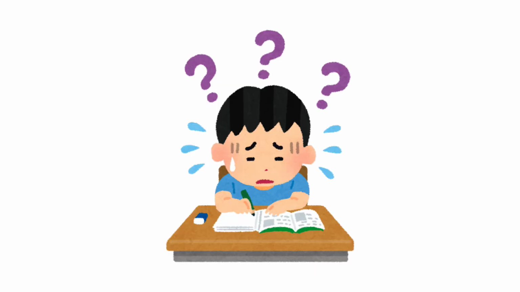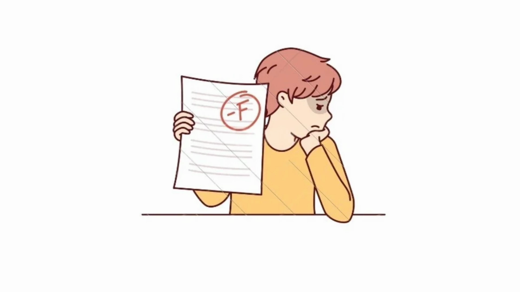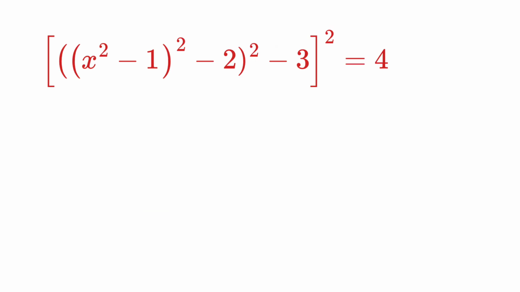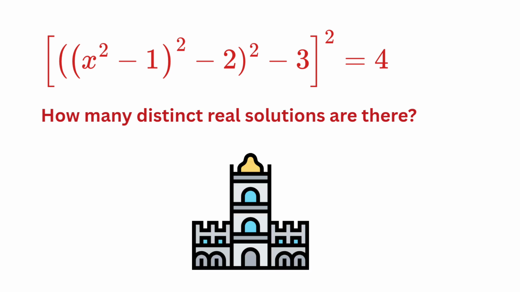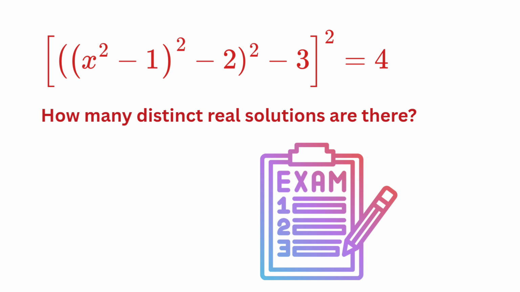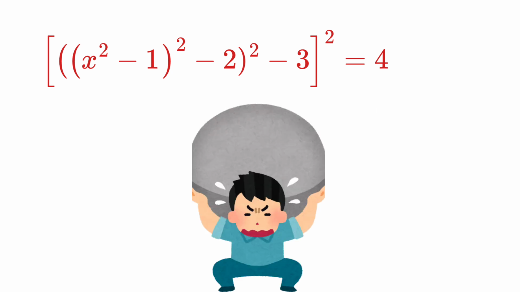99% of the people will not be able to solve this problem. Our question is ((x² − 1)² − 2)² − 3)² = 4. Our job is to find out how many distinct real solutions there are to this equation. This question appeared in the Oxford entrance exam. Many people were not able to solve it.